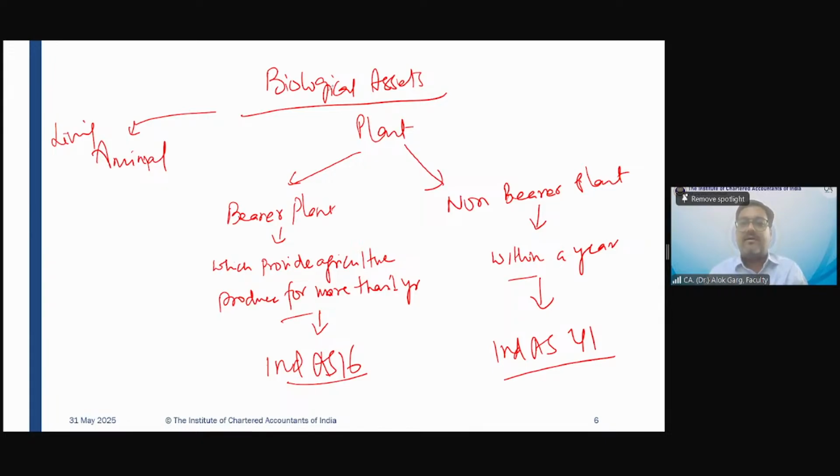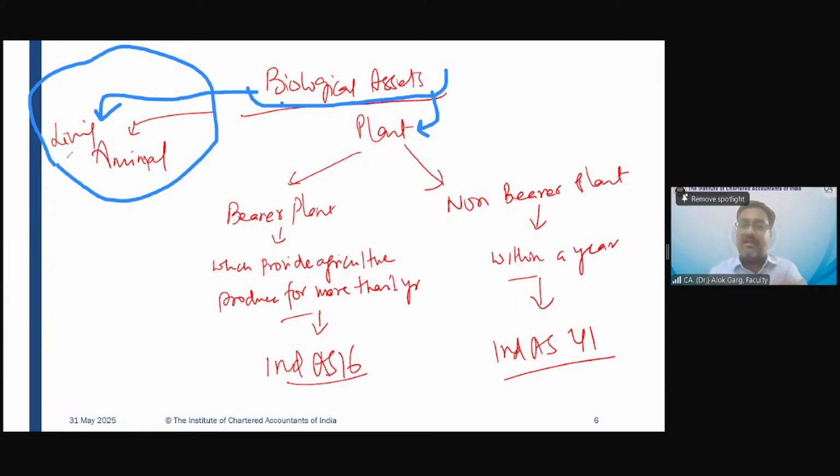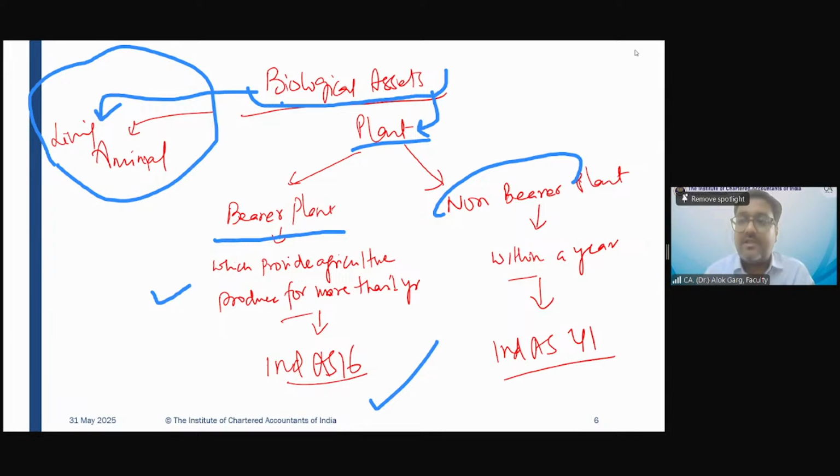This is the biological asset entire life cycle, I mean to say from this standard perspective. So biological asset includes living animal. Okay. And it also includes plant. So all those biological assets which are related to agricultural activity are covered under this standard. But for plant, if it is a bearer plant, which provides agriculture produce for more than 1 year, it will be covered under Ind AS 16. If it is a non-bearer plant, which provides fruits and vegetables within 1 year, seasonal, it will be covered under Ind AS 41, like potato, tomato, carrot. Okay.